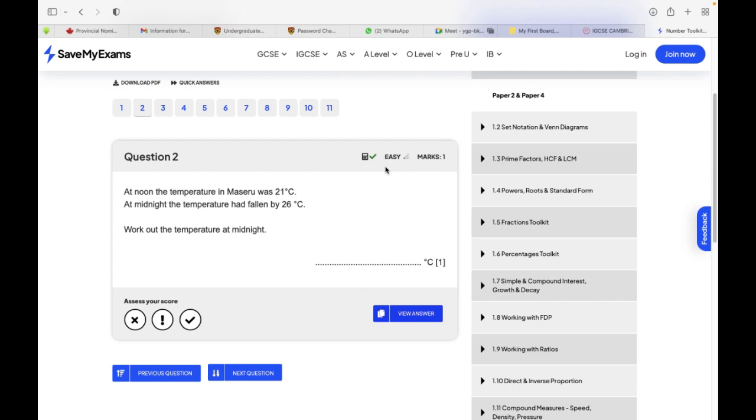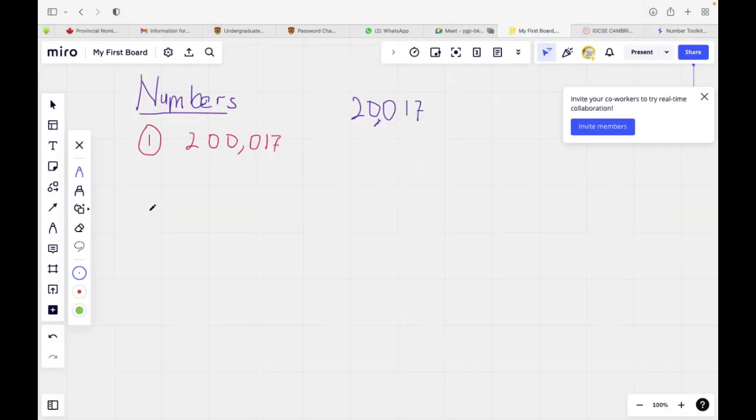So at noon it was 21. Question number 2. At noon the temperature was 21 degrees Celsius. So if temperature falls, we go to minus. If temperature rises, we go to add. So if it had fallen by 26, we're going to say minus 26. So when you hear the word fall in temperature, it's going to be negative. We're going to subtract that value from the original value.